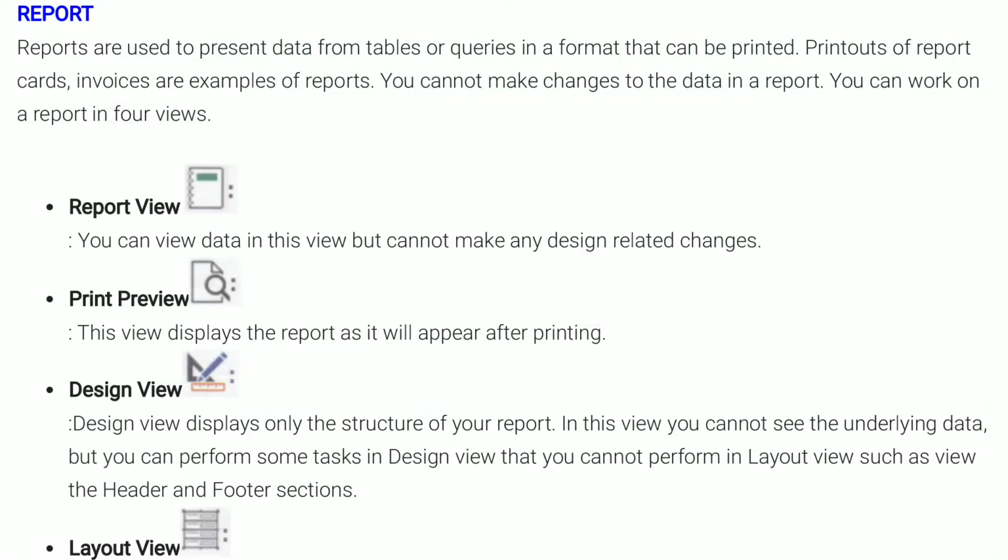Today in this video, I'll explain you all about the next point, as you can see on the screen, that is report. This one is another object of Microsoft Access database. As I explained you in earlier videos, there are four objects of Microsoft Access database. These are tables, queries, form and report.